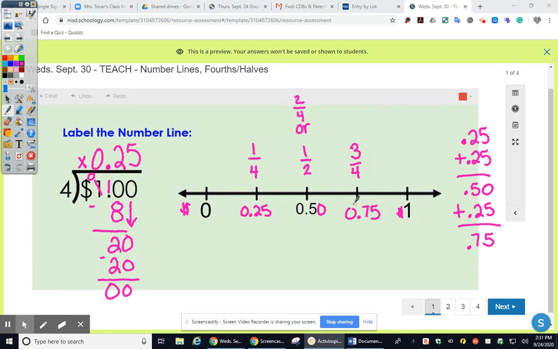But it's easier to look at a number line when you're looking at money. So we're going to look at the bottom part. We're going to see 0, 25 cents, 50 cents, 75 cents, $1.